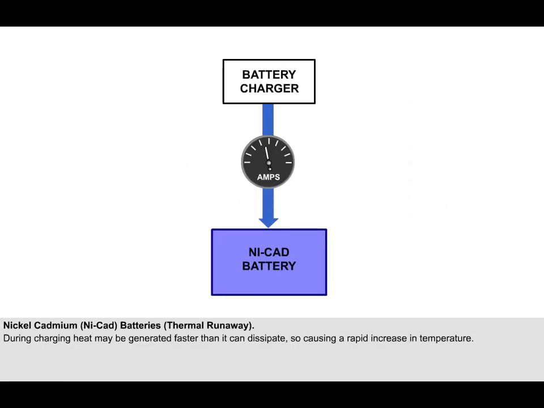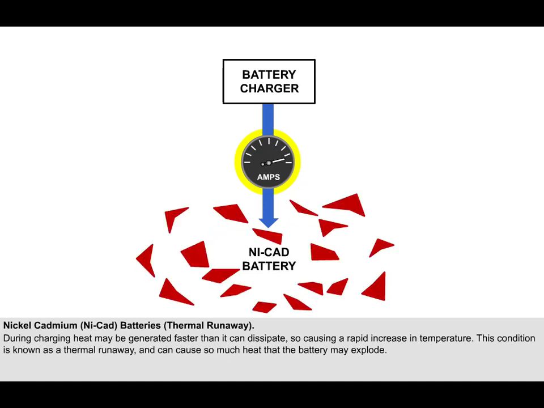NiCad batteries can have a problem with the amount of heat generated during charging. In certain conditions, heat is generated faster than it can dissipate, so causing a rapid increase in temperature. This has the effect of lowering the effective internal resistance of the cells, thus allowing an ever-increasing charging current and subsequent increase in temperature, which, unless checked, leads to the total destruction of the battery. This condition is known as a thermal runaway and can cause so much heat that the battery may explode.